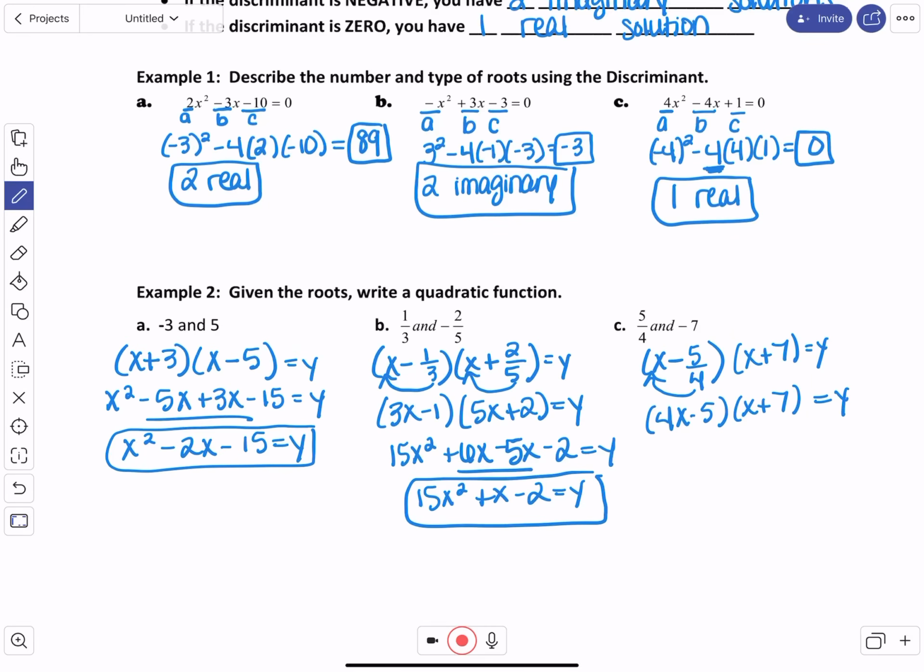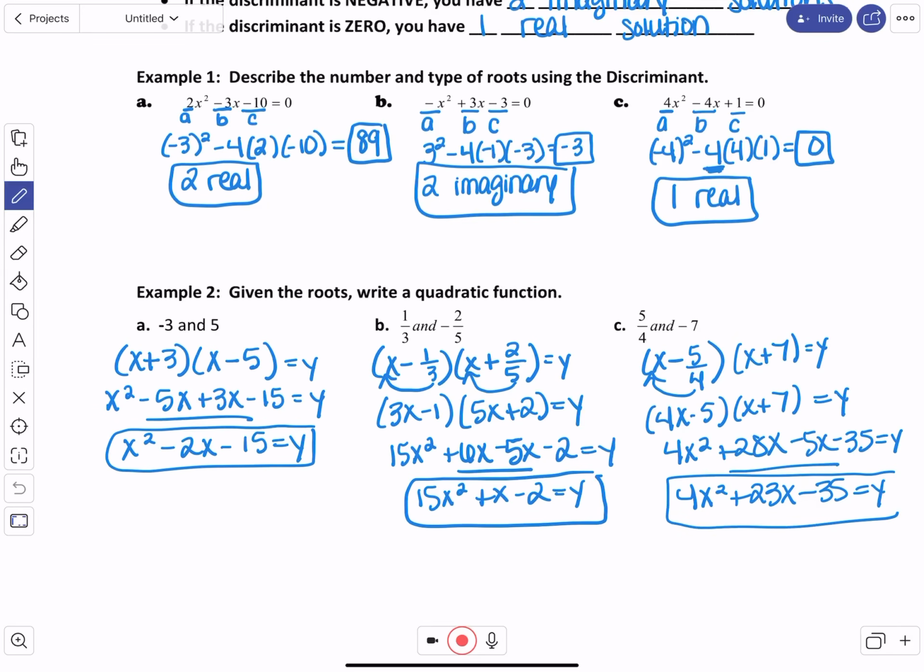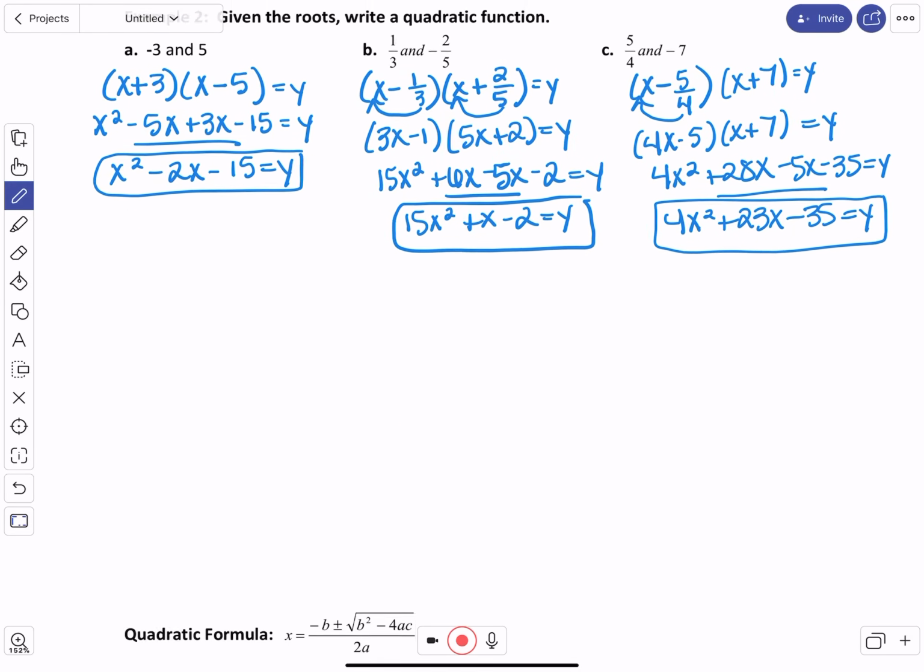And now we FOIL. 4x times x is 4x squared. 4x times 7 is 28x. -5 times x is -5x. And -5 times 7 is -35. We'll combine our like terms, and we'll get 4x squared plus 23x minus 35 equals y. So that's how, if you're given the roots, to write a quadratic function.